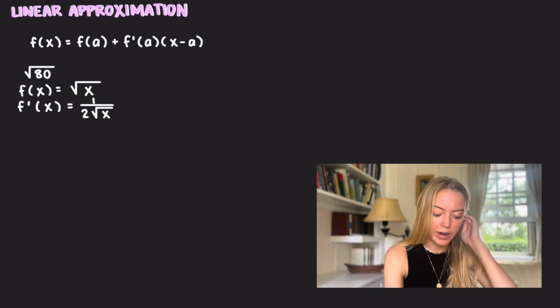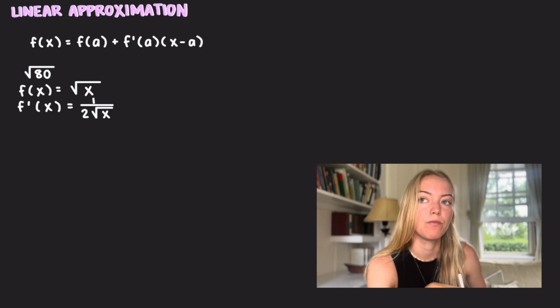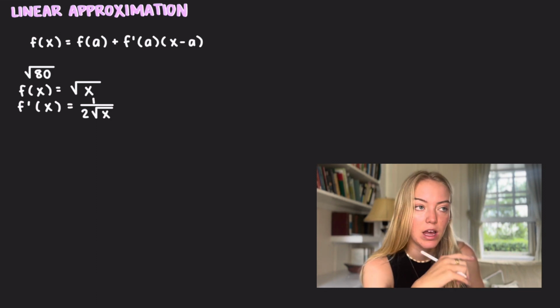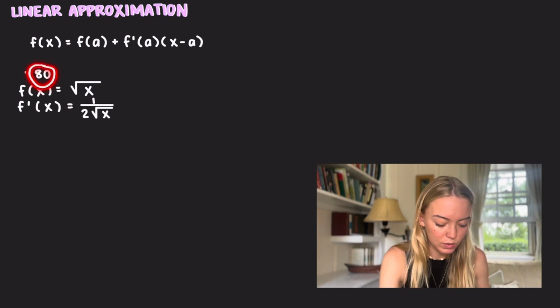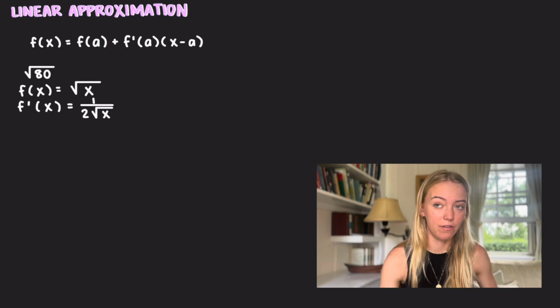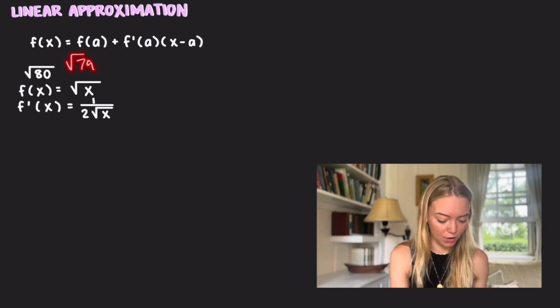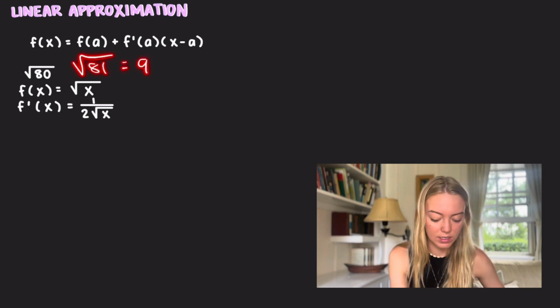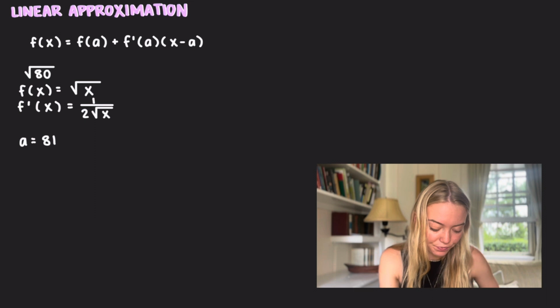Now, remember, for our a, we have to pick a number really close to the original wacky number that we do know the answer of. So if it's going to be the square root of a whole number, just look to the numbers to the left and the right of it, and one's probably going to be one that you know. So like root 79, we don't know, but root 81 is equal to 9. So our a is going to be 81, and our x is going to be 80.